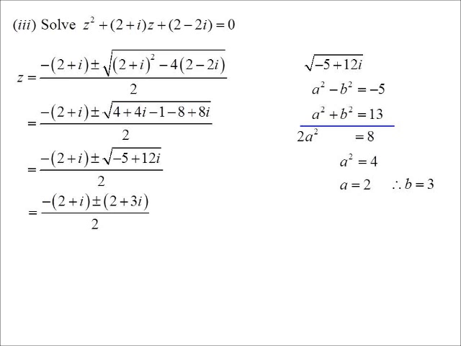So I can now sub that in. I've got minus 2 plus i, plus or minus 2 plus 3i on 2. And there's our two solutions. In fact, it was i and minus 2 minus i. Remember that's minus the sum of the roots. Yeah. Okay, there we go.